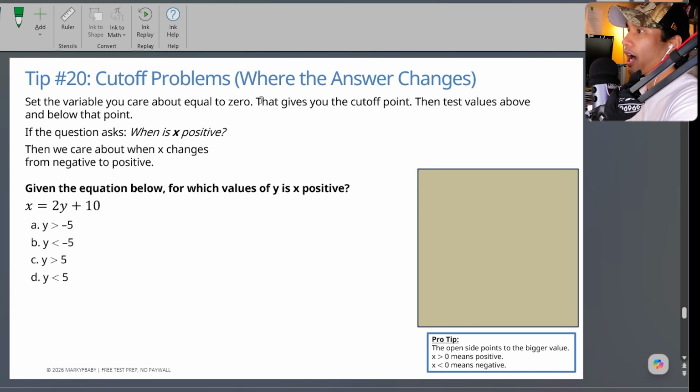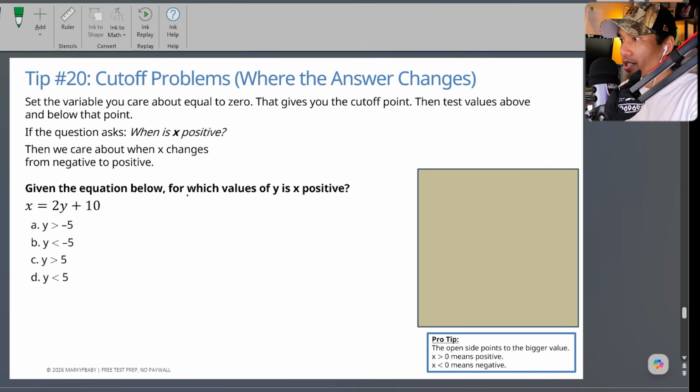Okay. Cutoff problems where the answer changes. For this, we want to set the variable you care about equal to 0. That gives you the cutoff point. Then test values above and below that point. If the question asks when x is positive, then we care about when x changes from negative to positive. Now let me show you what that means.